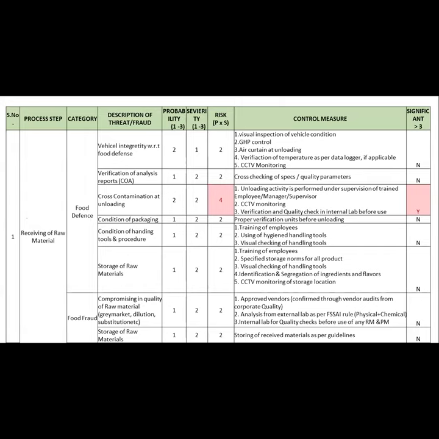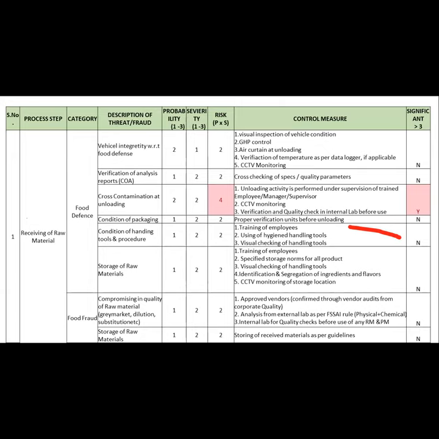So is it significant or not? If the score comes below 4, it is only 2, so it is not significant for this. But if we have no air curtains, no CCTV monitoring, and no visual inspection, then the severity and probability will be high and the score will be higher. So we must have a mitigation plan to control these parameters. Similarly, verification of the analysis report is done by cross-checking with the quality parameters and testing in in-house labs.